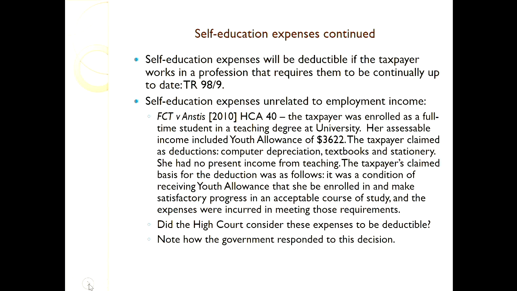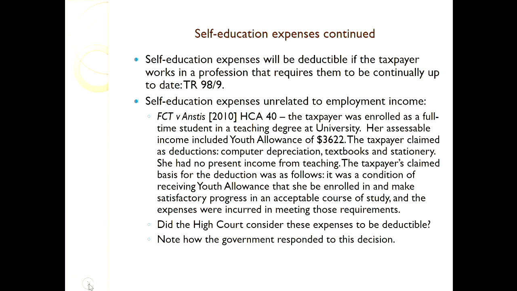Right. So now let us keep going. Now what we're going to look at is the Anstis case, which I did mention last week. It's a very interesting case. Now, this is dealing with self-education expenses that are not related to employment income. This case deals with a university student. She was a student enrolled in the Australian Catholic University. This was a test case that went to the High Court, and it actually made the newspapers, right?